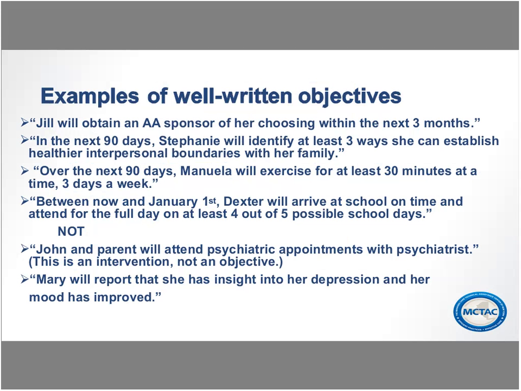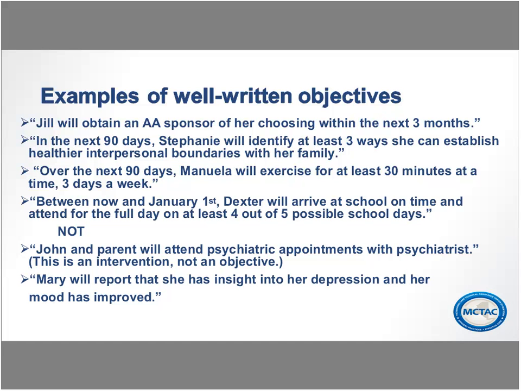Over the next 90 days, Manuela will exercise for at least 30 minutes at a time, 3 days a week. We all know about the benefits of exercise, etc. Let's say that in helping Manuela overcome depression, she came up with this as a person-centered goal. Well, let's make a very succinct objective with it. And if she wants to start it 1 day a week, etc. The point here is that we've made something measurable and achievable. We can cross that off the list when she's successful with it.